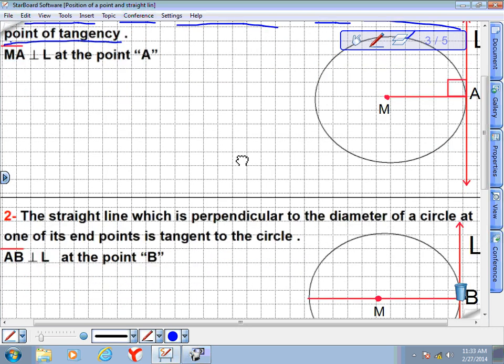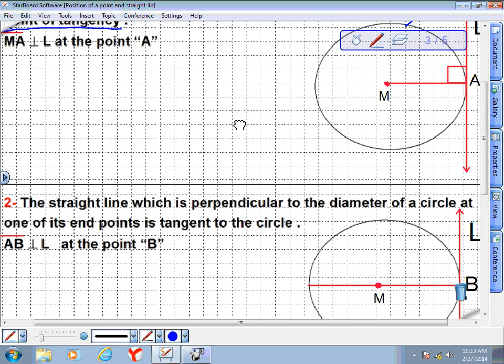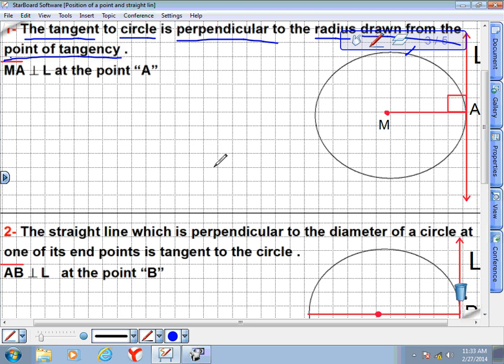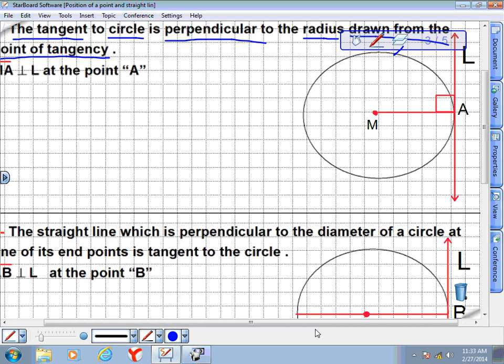We have in this circle the first fact: the tangent, which is the straight line L, is perpendicular, and this word is very important because it comes as a complete or choose question, is perpendicular to the radius, which is MA, from the point of tangency at the point A. So the straight line L makes a right angle with the radius at the point of tangency.